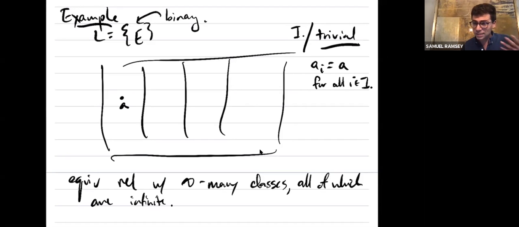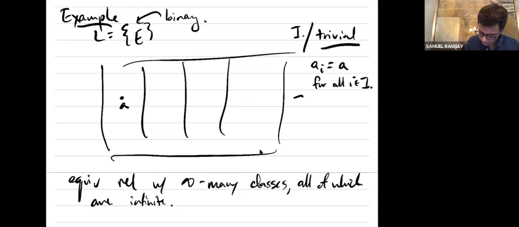Now, of course, the constant sequence is indiscernible because no matter which n-tuple of indices I take, the things are all just going to be A. So an n-tuple which has A is going to have the same type as any other n-tuple which says A, and this is not a very interesting indiscernible sequence.